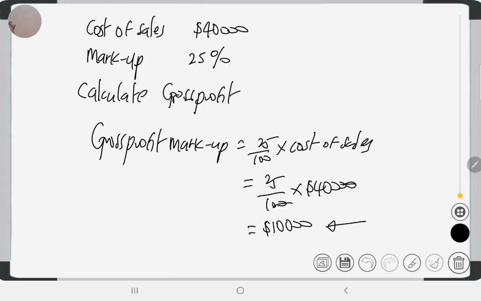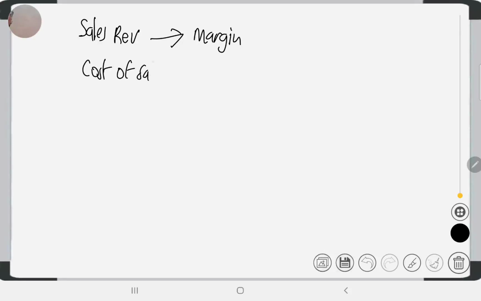So we have used the concept of gross profit margin to calculate gross profit, and we have used the concept of gross profit markup to calculate gross profit. Now we know that if we are given sales revenue, it will have to go with margin. If we are given cost of sales, it will have to go with markup. Then we will be able to calculate gross profit.